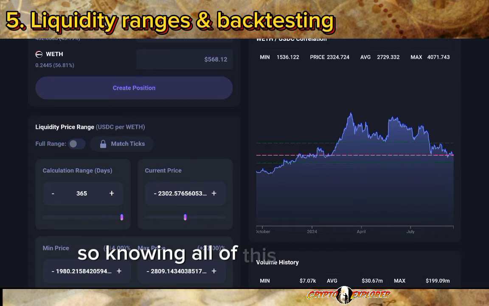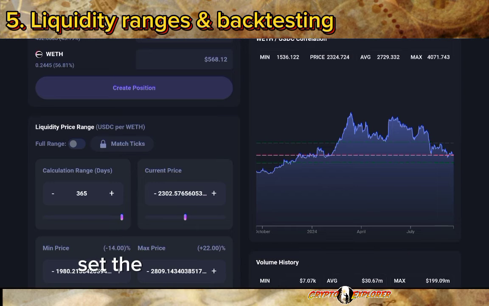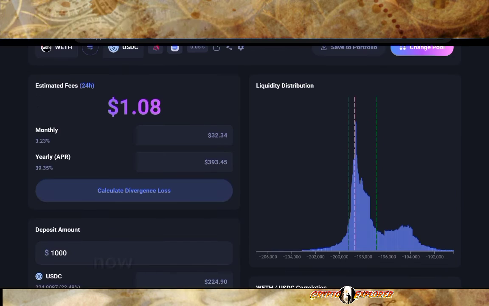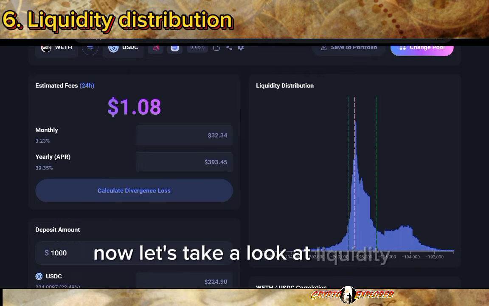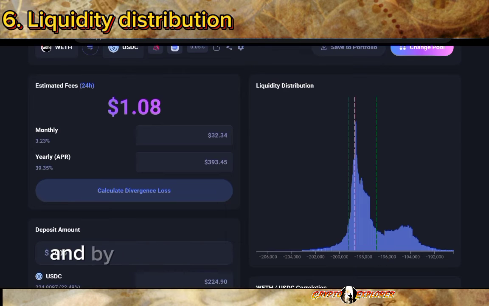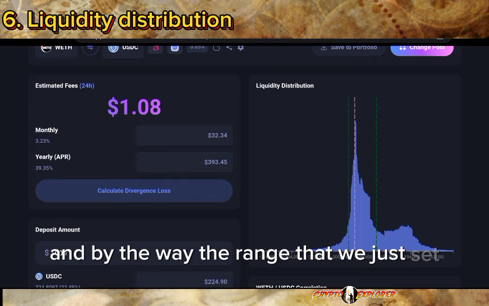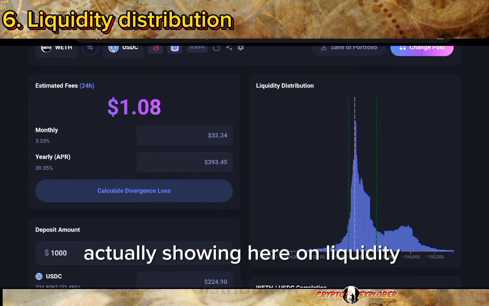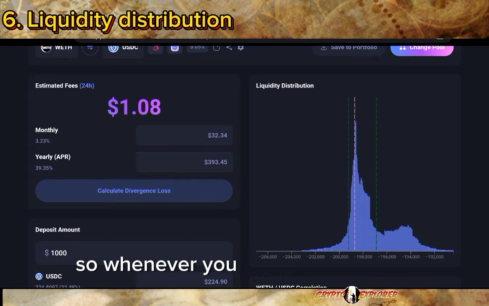So knowing all of this, apply it to your strategy, set the perfect range for your goals, and also know how you can backtest and why you should do it. Now let's take a look at liquidity distribution. By the way, the range that we just set before is now actually showing here on liquidity distribution. So whenever you move your ranges, it will also update here on the liquidity distribution chart.